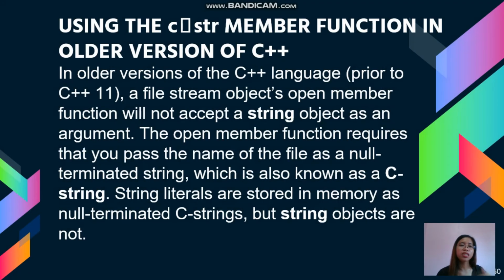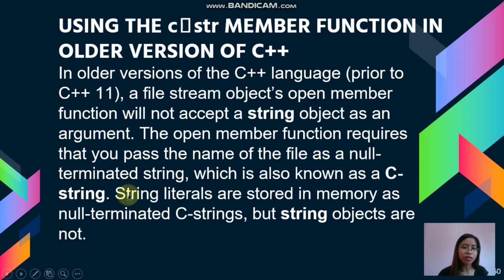Okay, so using the cstr member function in older version of C++. Kasi in older version of C++, file stream object's open member function will not accept a string object as an argument. So there is nothing wrong with our code, but ang ginagamit lang kasi natin yung older version ng C++, kaya hindi niya tinatanggap yung ordinary string lang na object, such as our variable file name. Okay, so ano gagawin natin?